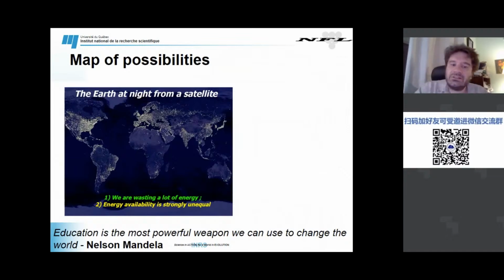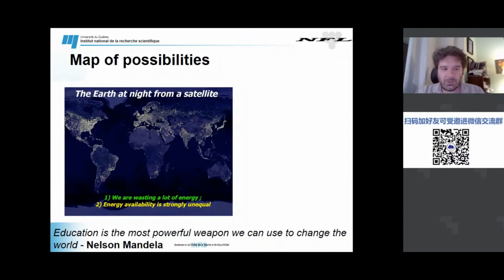Okay, here, this is another interesting concept, which is the Earth at night from a satellite. So here, of course, this is a collection of pictures patched together, different time zones and whatnot, so that you can have a global picture of the Earth at night from a satellite. And first of all, there's a huge waste of energy because obviously there's no need to keep so much lighting on. But secondly, you can see how the availability of energy is not the same for everyone.